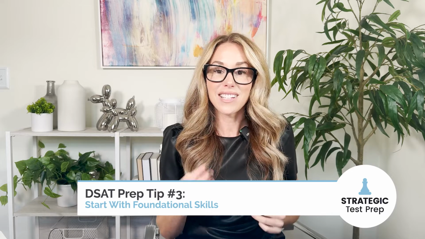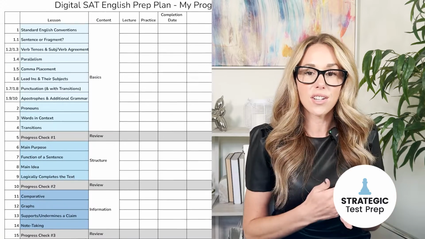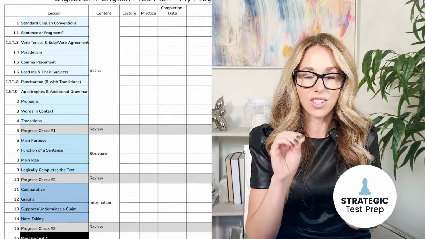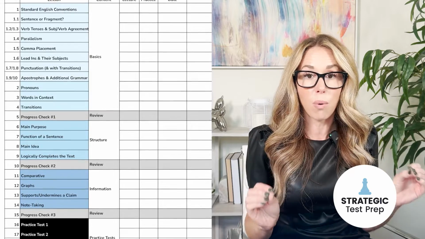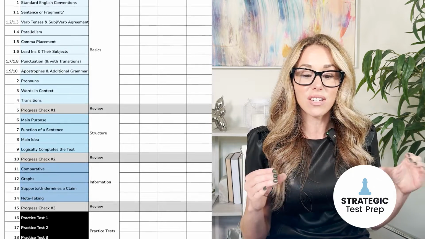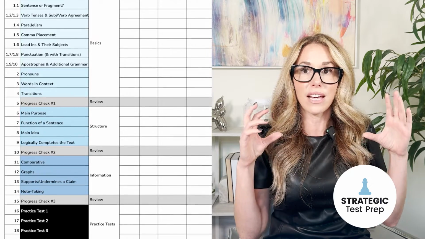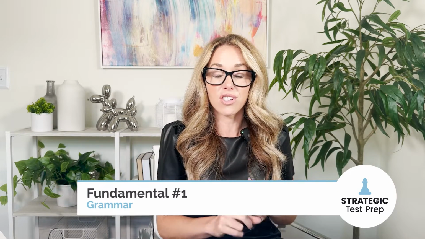So tip number 3 is going to be to start with these foundational skills. So at Strategic Test Prep, if you come to us and you work with a tutor, or even if you take my online self-paced course, you're going to start with the basics. We always start with standard English conventions first. Why? Well, because there's a lot of those questions, so they're worth a lot of points. And because it's essential that you understand the basics of how a sentence is structured, because if you can understand how a sentence is structured, that'll help you understand the bigger picture of how an argument is formulated. So you're going to want to start by learning all of the grammar rules and all of the stuff that you need to know for that specific category.